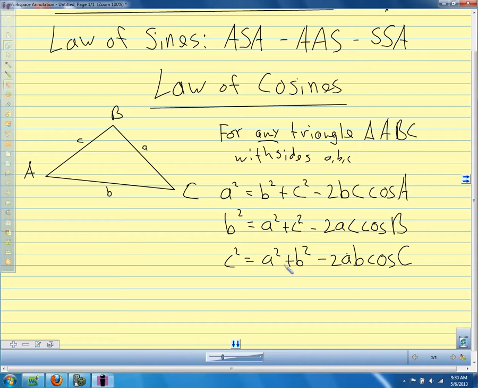And I said these are 3 equations. It's really just one equation. It's always the same. Just depends on how we label our sides. If I switch the sides and the angles around, then these would all just be the same equation. It's just 3 ways of writing one equation. All right. So questions on what the law of cosines, what our equations are.